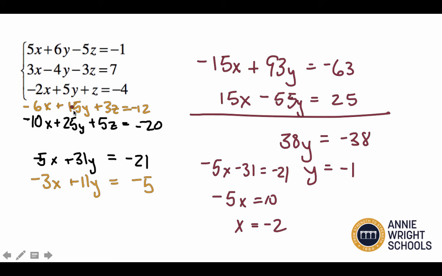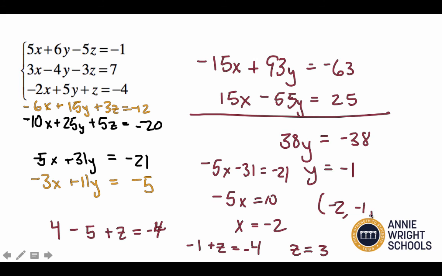Go back to this equation here, and I get positive 4 minus 5 plus z equals negative 4. That's negative 1 plus z equals negative 4. Add the 1 to both sides, I get z equals 3, and there's your answer, negative 2, negative 1, 3. Okay, so don't be afraid of big numbers. Sometimes it works out just fine.